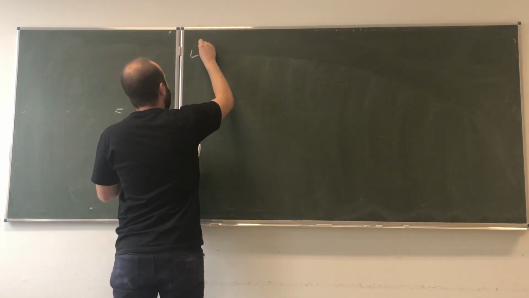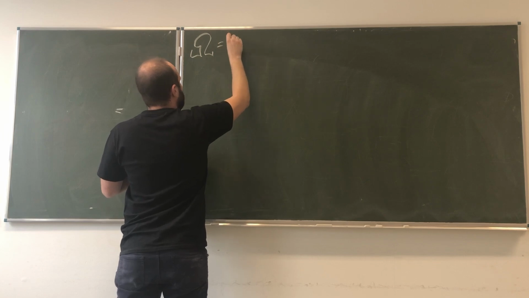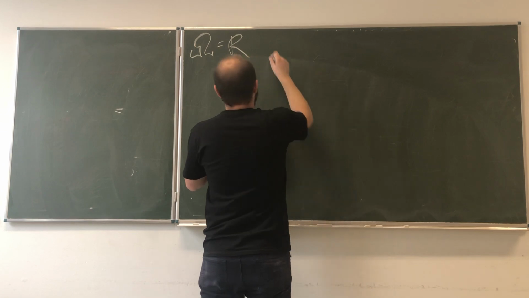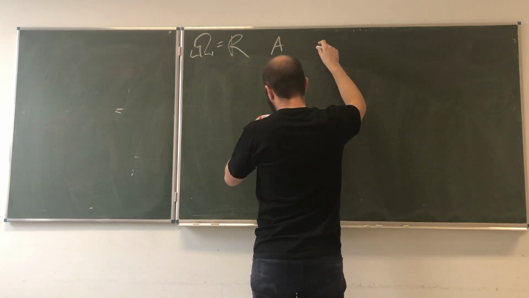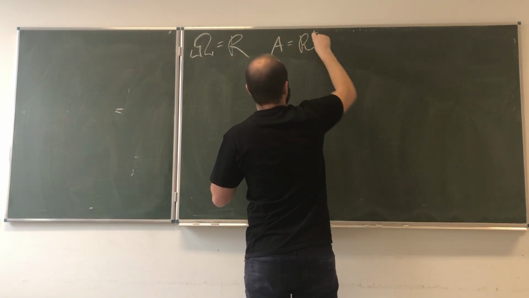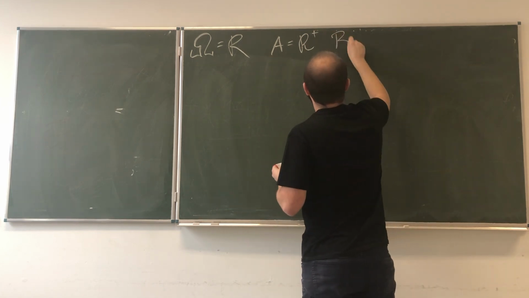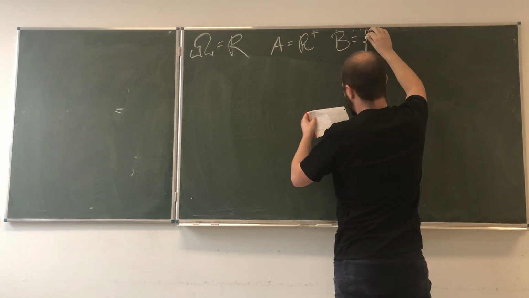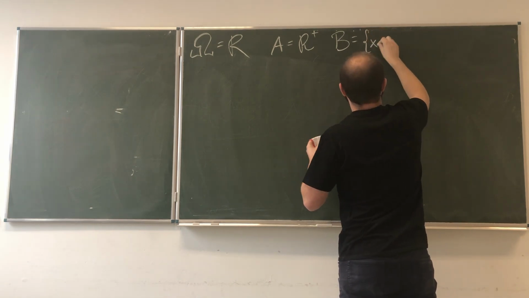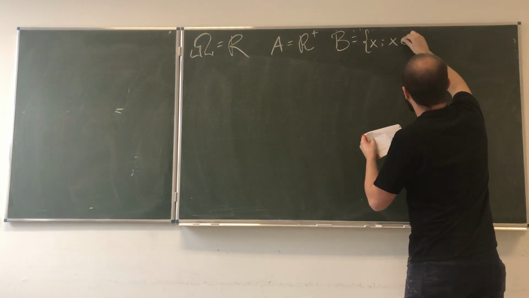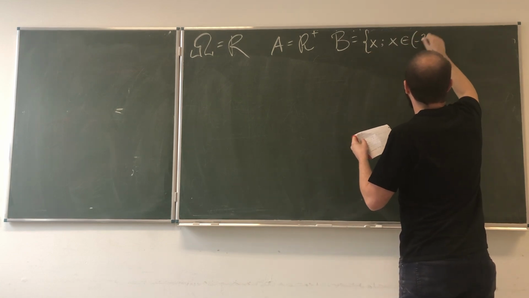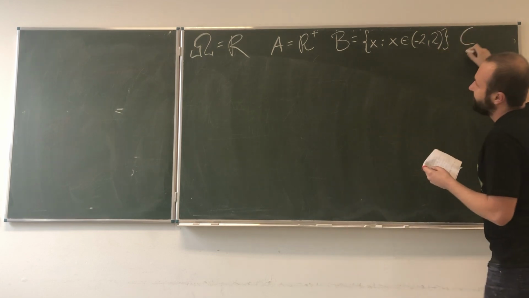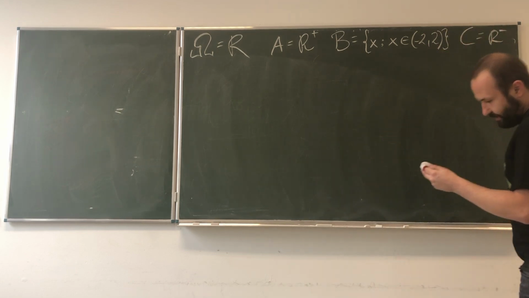Okay, so our universe is the real numbers, so all the real numbers. Then our A is the positive real numbers. B is all the x's such that x belongs between -2 and 2, and C is the negative real numbers.